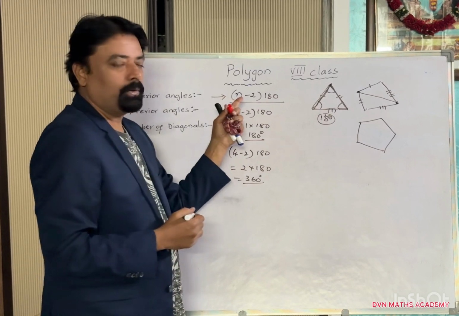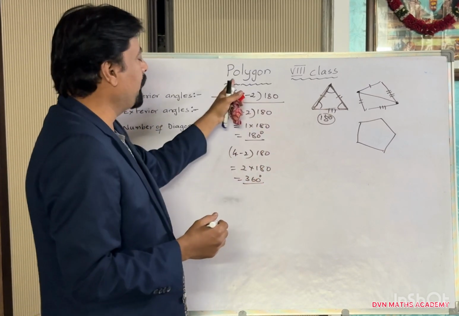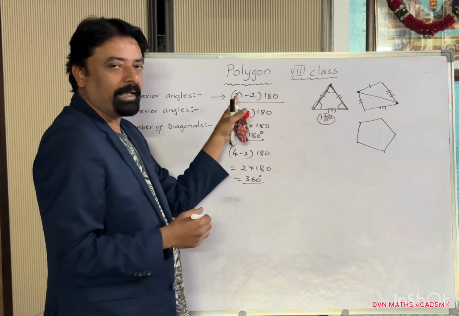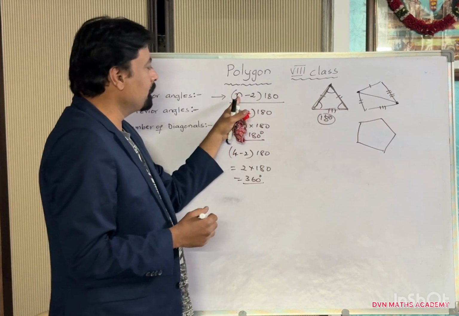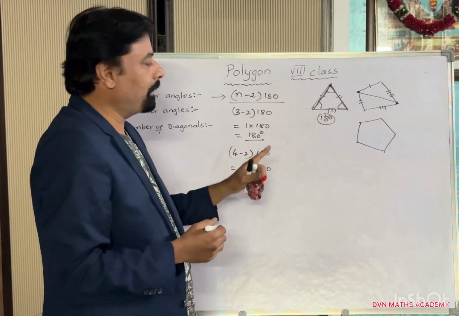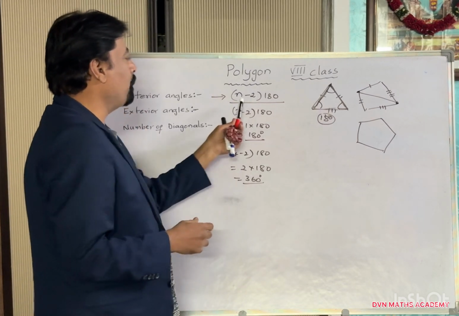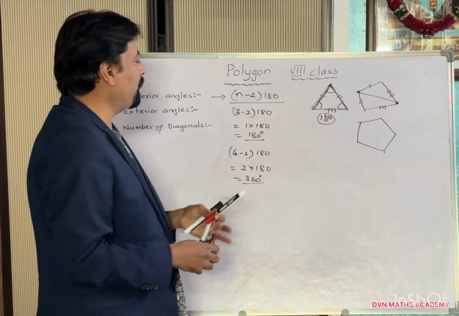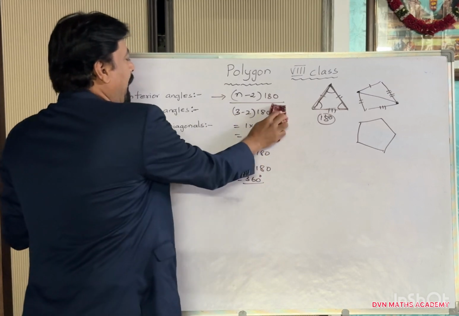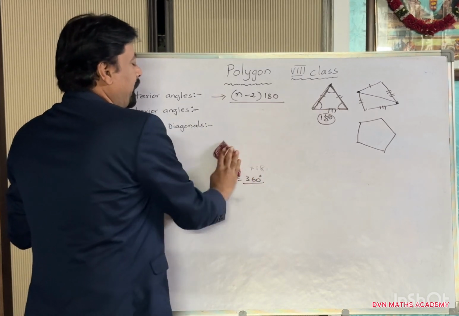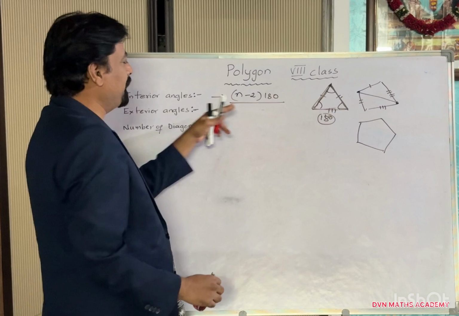For example, if you want to go for the pentagon, I mean the polygon which has 5 sides, you substitute 5 in place of n. So (5 minus 2) into 180 degrees, that is 3 into 180 degrees. Like that, we can find the sum of interior angles of a polygon by using this formula, that is (n minus 2) into 180 degrees. So this is the basic thing.